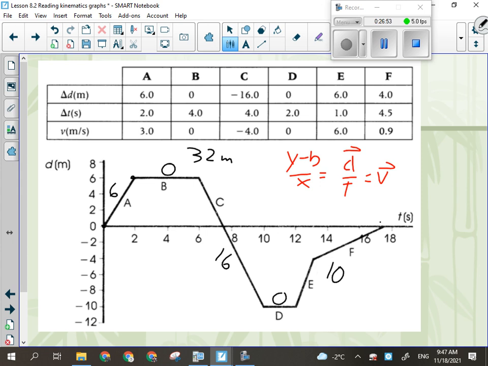All right. Trip takes 18 seconds. What's the average speed? Is it 2 meters a second? Nope, it'll be a little less than 2. Because 32 over 18 is like 1.77, 1.8 meters per second. Okay, because that's going to be total distance over total time, 32 over 18.